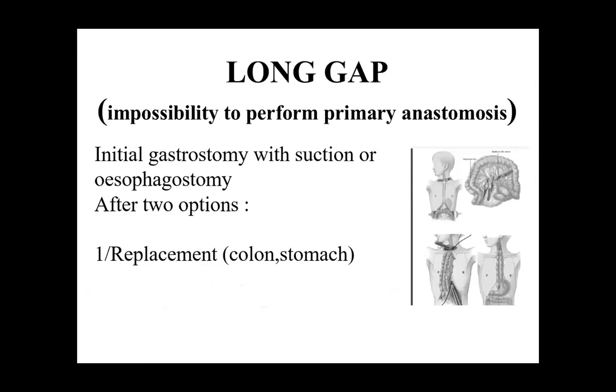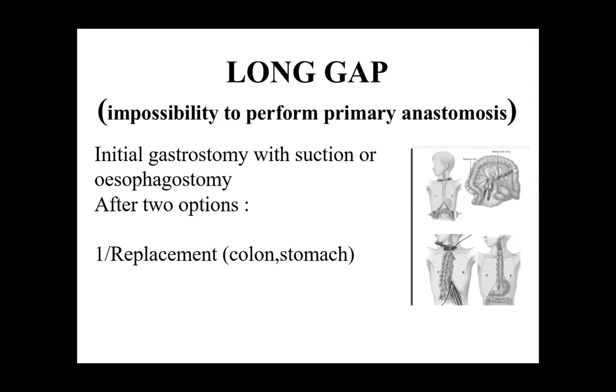Now we will go to the second case, in which we have a long gap esophageal atresia. Here, a very important point. Long gap esophageal atresia is not type A or type B esophageal atresia only. The most practical definition of long gap esophageal atresia is the impossibility to perform primary anastomosis. Sometimes you have type C or type D esophageal atresia and you cannot perform primary anastomosis. So it's a long gap esophageal atresia.